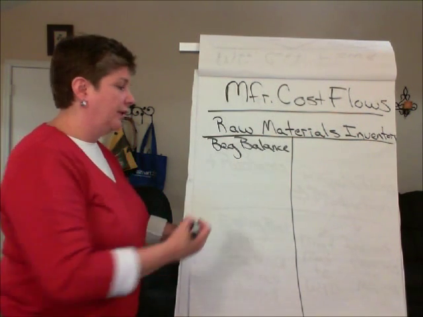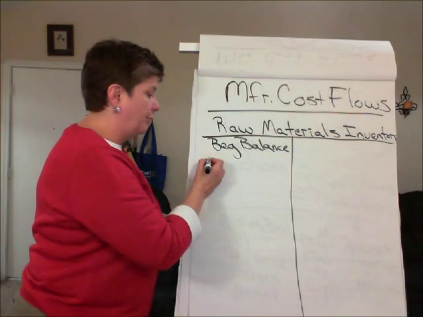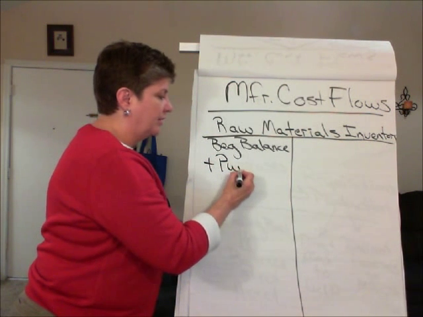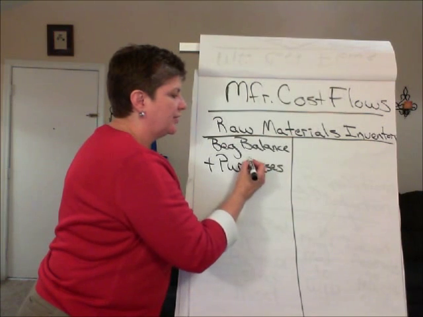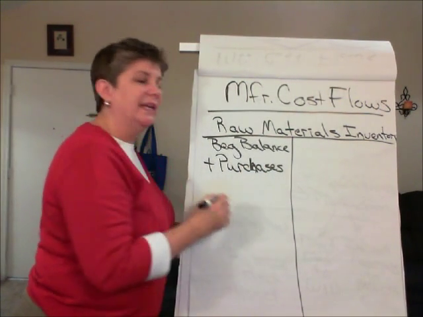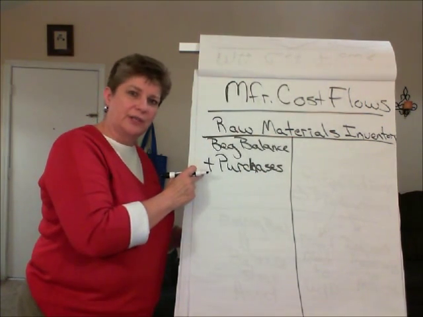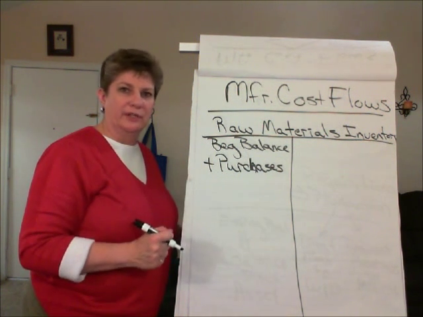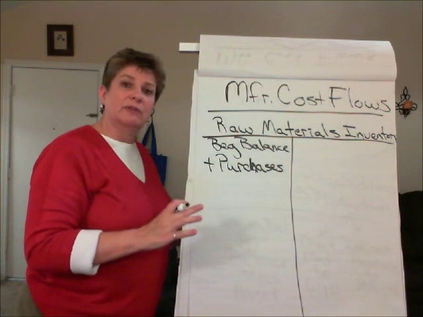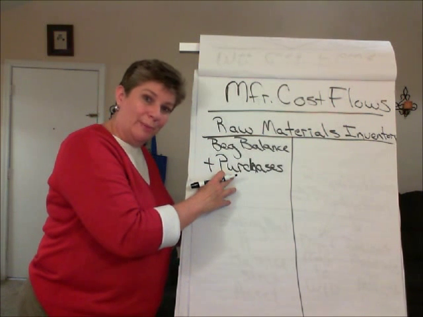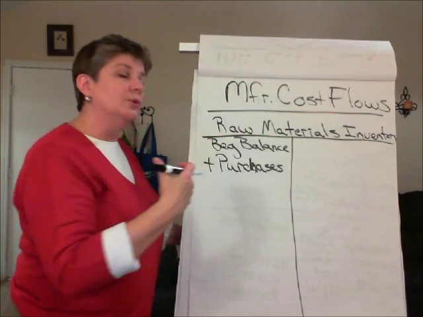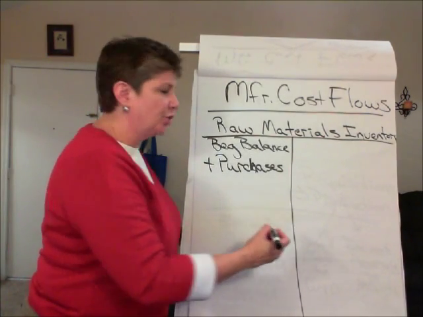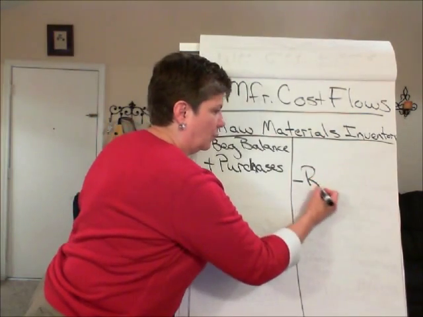Then during the period, the manufacturer will make purchases of raw materials. And those purchases add to or increase the cost that is recorded in the raw materials inventory account. Then, of course, we buy the raw materials for the purpose of using them in making our product. So during the period, production will requisition raw materials.